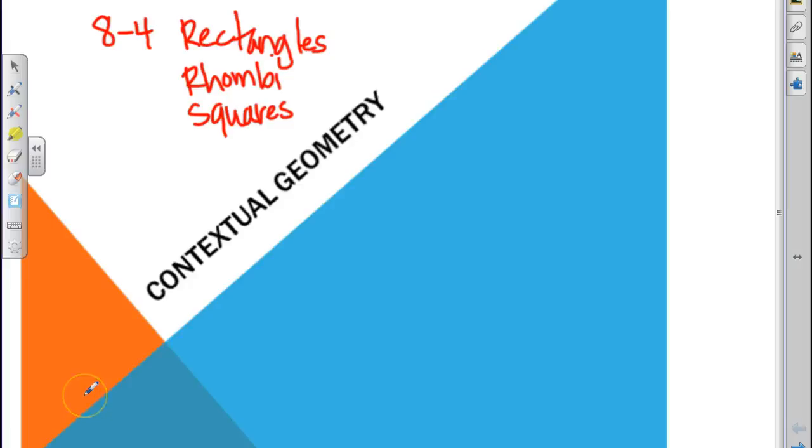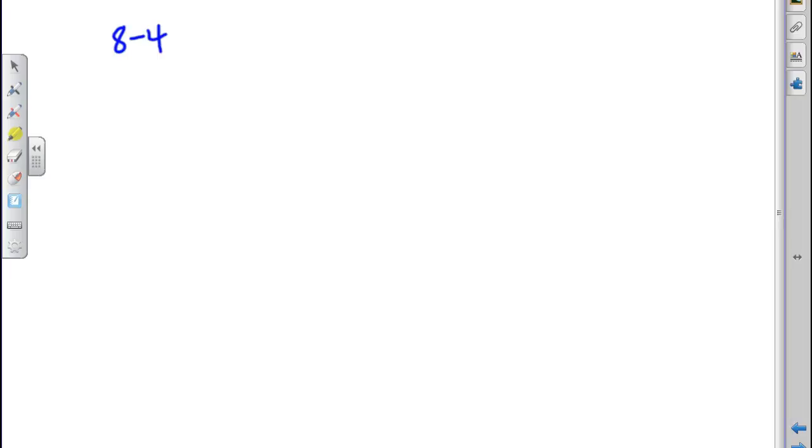Hey guys, this is Coach Lowe, and this is Contextual Geometry, and we are going to talk about rectangles, rhombi, and squares. Rhombi is the plural for rhombus. So rectangles, rhombi, and squares, 8-4. All right, and we're going to kind of separate this a little bit. So in 8-4, let's talk about rectangles first.